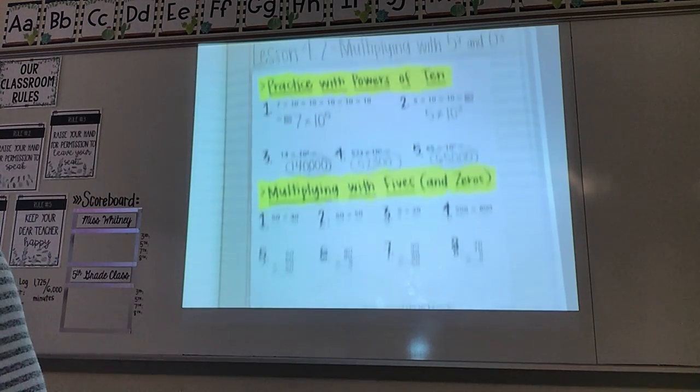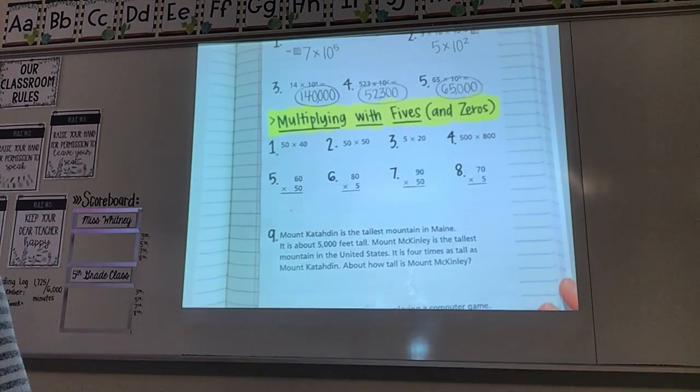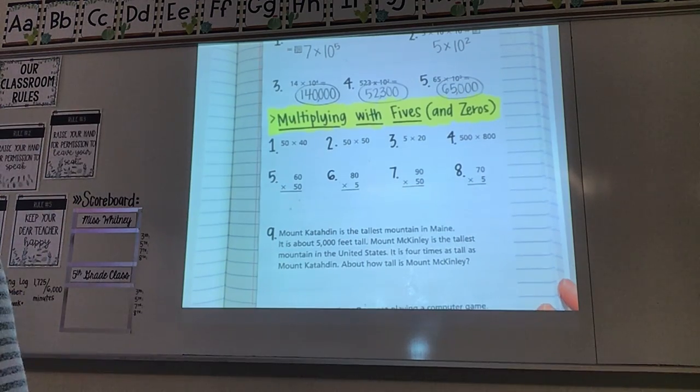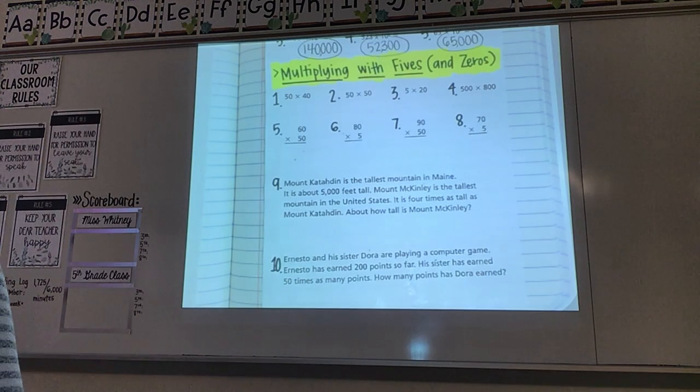Then we're going to scooch on down and just do some more examples using that zeros trick. Now it also says multiplying with fives. Yesterday we were doing lots of different numbers. Today you're going to see different numbers, but you're also going to see a lot of fives because that's particularly what they want us to practice.